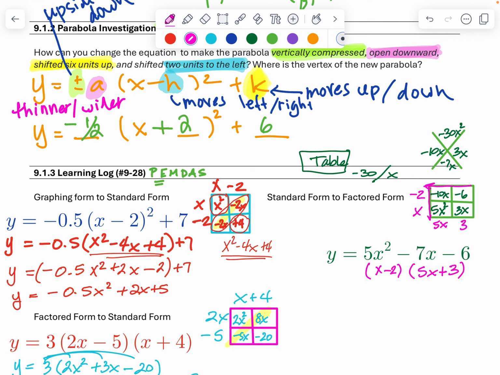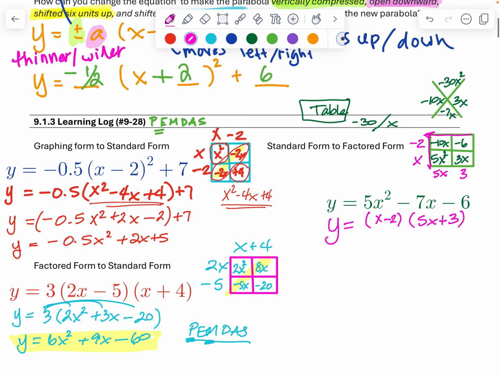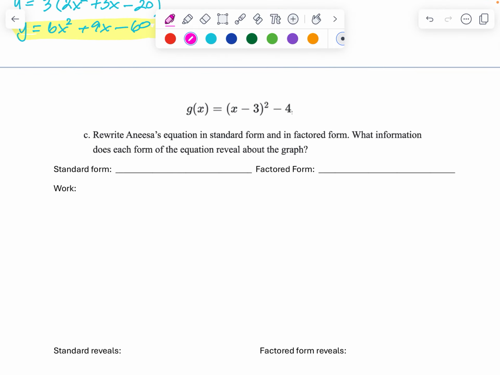And I'm going to put a y equals in front of that. Okay, that is what we need to know for this paper. Next, will you find your worksheet for today and turn to the back side? Because it says to rewrite Anissa's equation in standard form and in factored form. So we need to go back and do what we were just doing, but this will give us another practice.